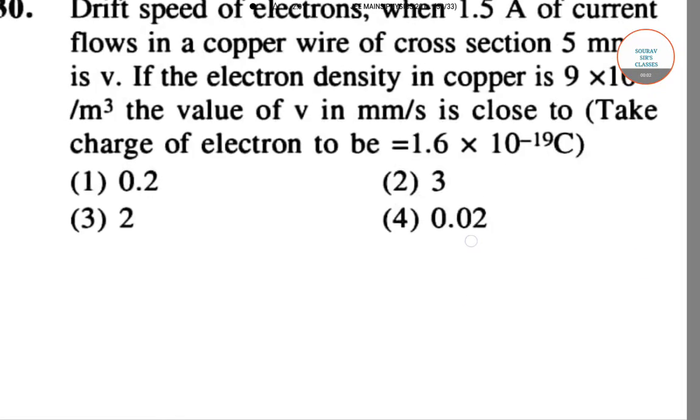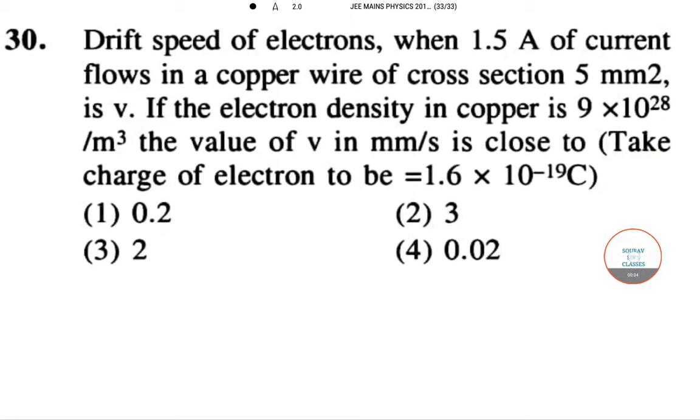Today, let us discuss the Joint Entrance Main Physics Question Paper 2019. Here, the drift speed of electrons when 1.5 ampere of current flows through a copper wire of cross-sectional area 5 millimeter square is V. Drift speed is V. So, what is the value of V when the electron density is this?